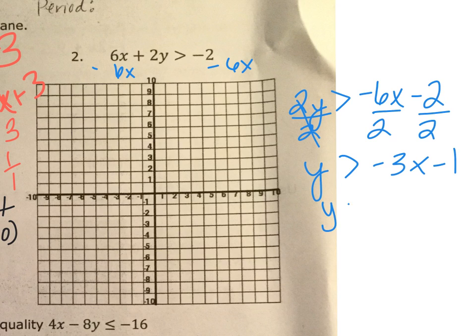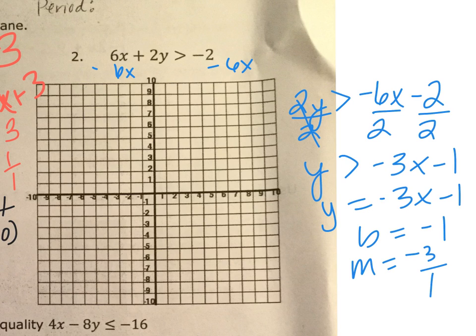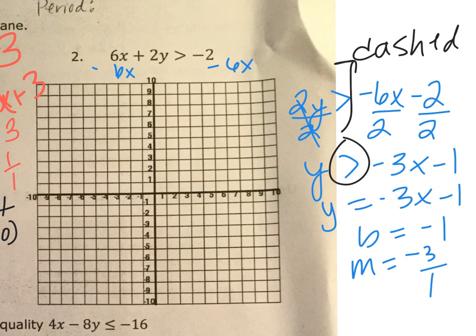So I'm going to graph this line where the y-intercept is negative 1 and my slope is negative 3 over 1. Again, I'm doing negative 3 over 1 to remind me I'm going to go 3 down, 1 to the right, or 3 up, 1 to the left. All right, so before I start graphing this, I want to know if I'm going to do a solid line or a dotted line. That is just an inequality sign. There's no equals underneath it. So that's going to be a dashed line or a dotted line.